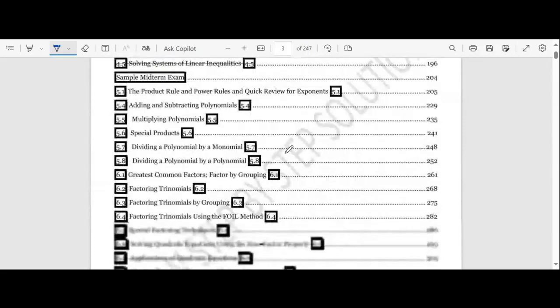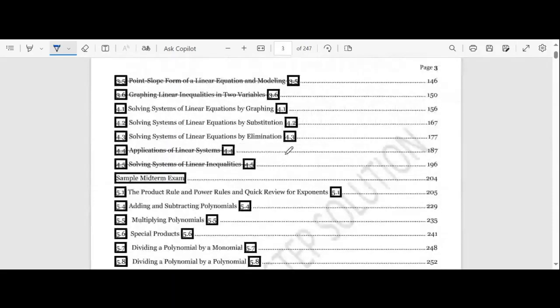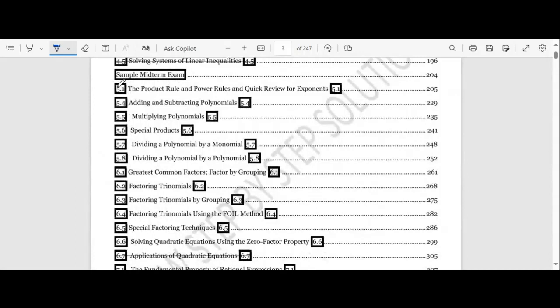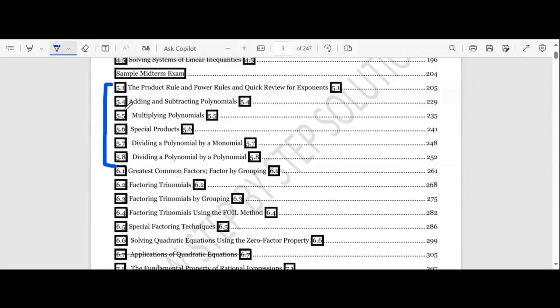Okay, so let's go to chapter 5. Chapter 5, it has how many parts, sections? Quite many. 5.1, 5.4, 5.5, 5.6, 5.7, 5.8. So all this, how many sections? 1, 2, 3, 4, 5, 6 sections. Okay, 5.1 and then 5.4. Okay, so let's go to 5.1.